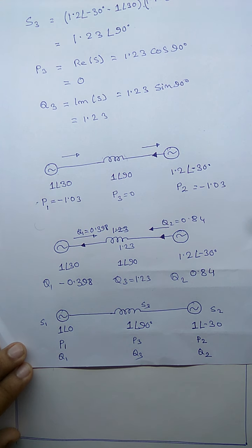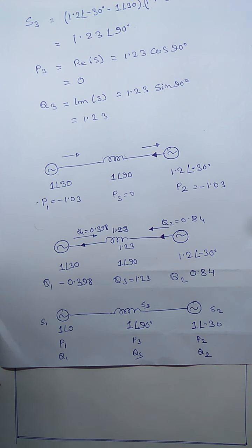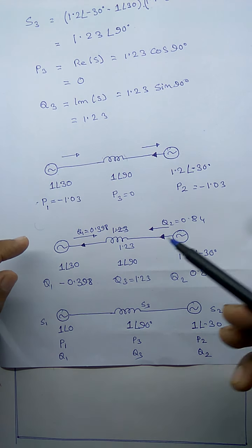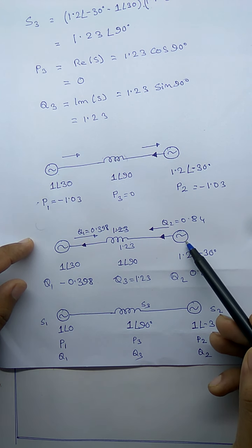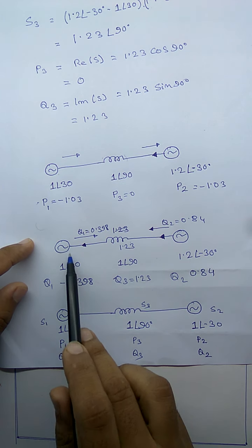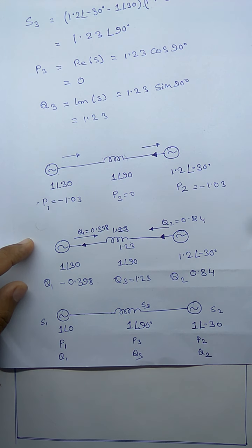How you will understand whether your result is correct or not? The sum of power in the whole circuit should be 0. Similarly, the sum of Q in this circuit should be 0. That is, whatever Q is supplied by these two should be consumed by this. Whatever power is supplied by this should be consumed by this, or vice versa. Submit it in the Google Classroom.